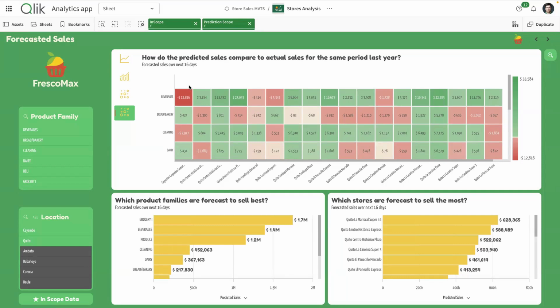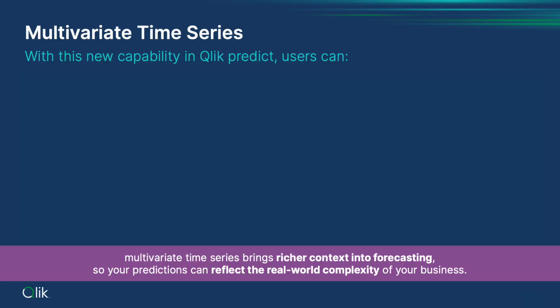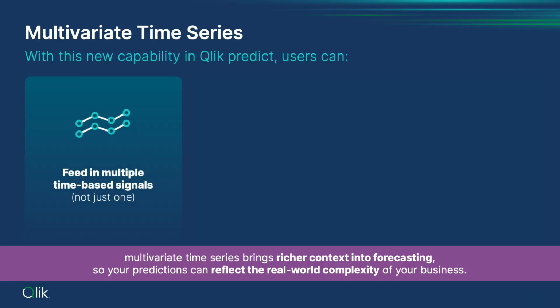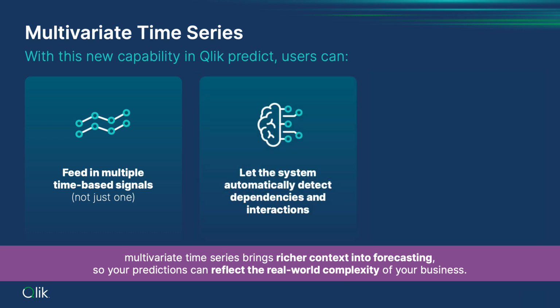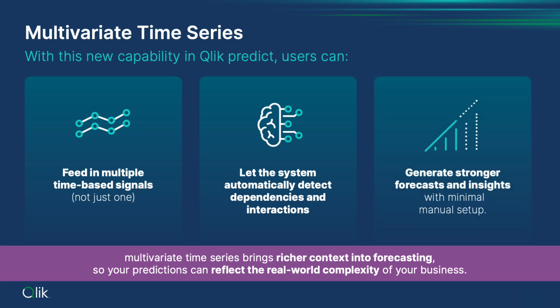Before we get to the questions, could you just summarize for us the multivariate time series? Yeah, so with multivariate time series, we're able to bring in multiple time-based signals. Importantly, the algorithms we're using really let the system automatically detect the dependencies and those interactions and deliver some very powerful models. We're able to generate really strong forecasts and insights. And if anybody's had the opportunity to do some of this stuff manually, you'll appreciate how much time saving and effort this can remove from that workflow.